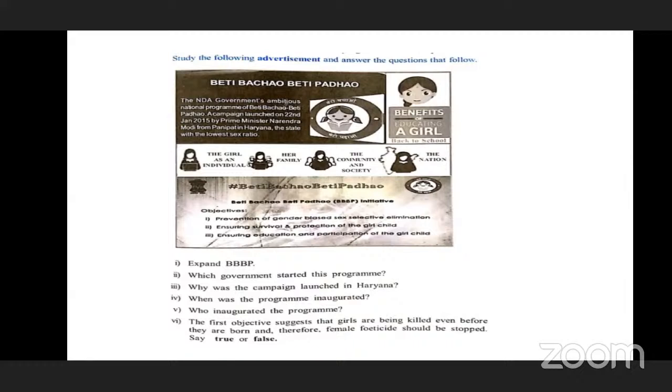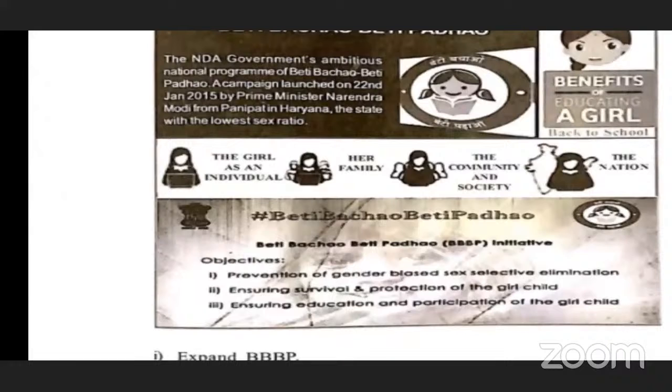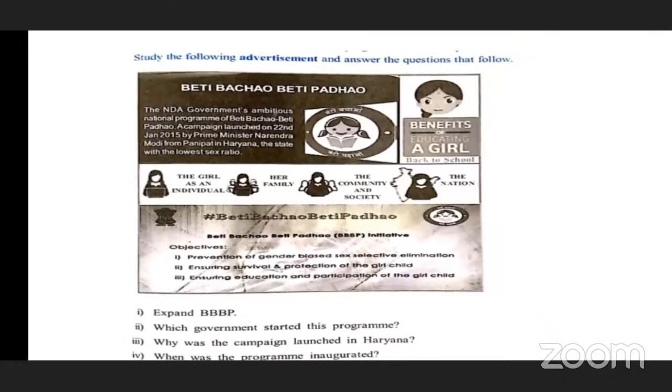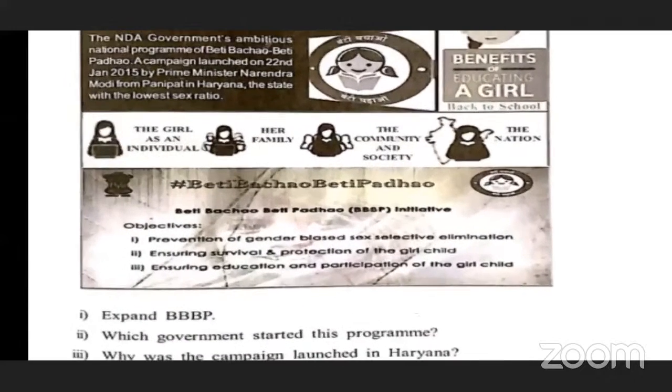Why was the campaign launched in Haryana? You can see the answer here: the state with the lowest sex ratio. Haryana is the state with the lowest sex ratio. This advertisement talks about Beti Bachao, Beti Padhao, and this program was started by the government in Haryana. Why was it started only in that state? Because that is the state which has the lowest sex ratio. That is why, in order to promote this program, it was started there. And when was the program inaugurated? The date you can see is 22nd Jan 2015.